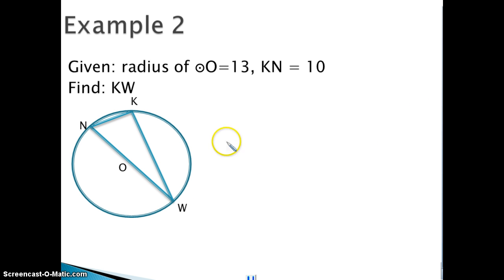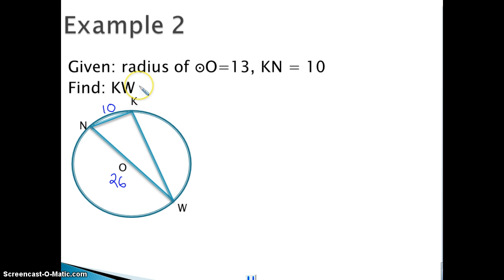We've got the radius of circle O is 13, so I know from O to N is 13, and same from O to W. So that's actually 26 for segment NW. I know that this segment right here is 10, and I want to find out what KW is. I have two sides of a triangle.